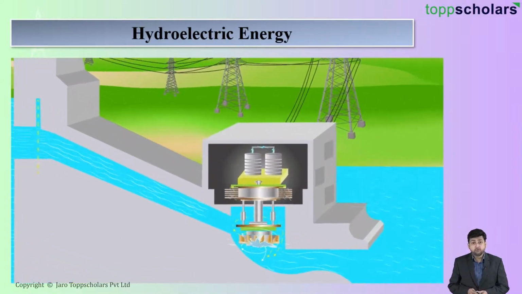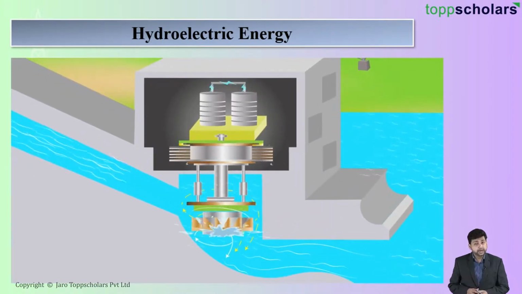Due to the flow of water, the turbine rotates, and as the turbine rotates, it rotates the shaft, and because of the motion of the shaft, the electric generator starts producing electricity. So exactly, the kinetic energy of water is getting converted into electrical energy. This is another concept that can be called transformation of energy from one form to another form. So this is hydroelectric energy.